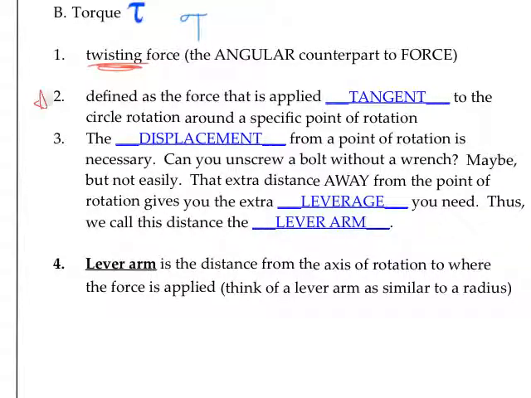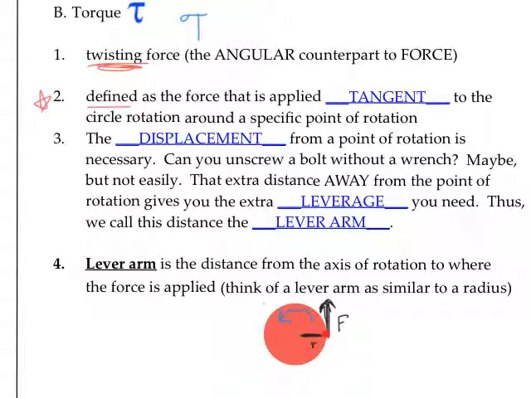And torque is defined as the force that is applied tangent to the circle rotation around a specific point of rotation. Now I know that kind of seems a little abstract to you, but imagine that we had a circle and we wanted to make it spin around. In order to do that, I would have to apply some sort of force in this direction, and that would make it start rotating like this. So that force that I applied, and then it's a certain distance away from the center, which would be my radius. If I multiply that force and radius together, that's what my torque is going to be equal to.